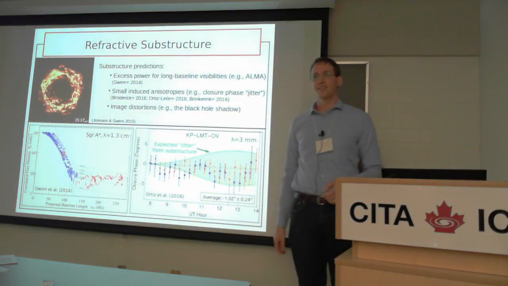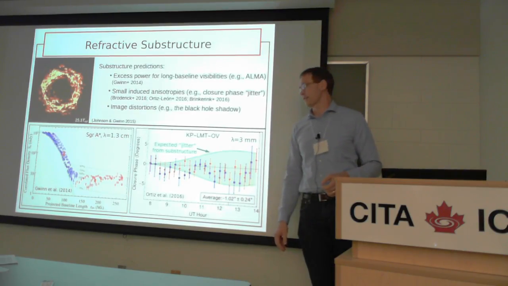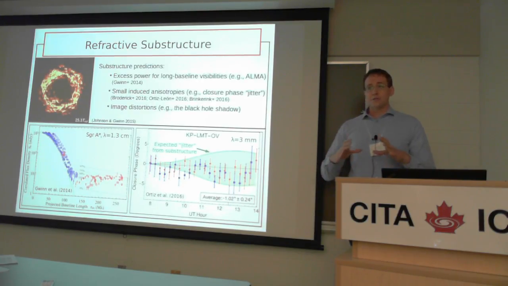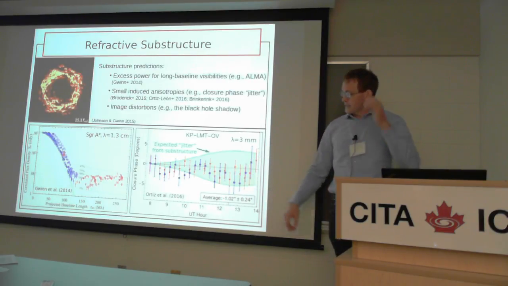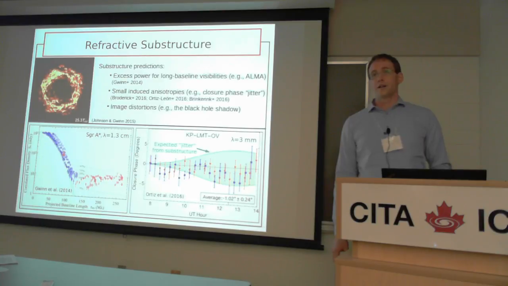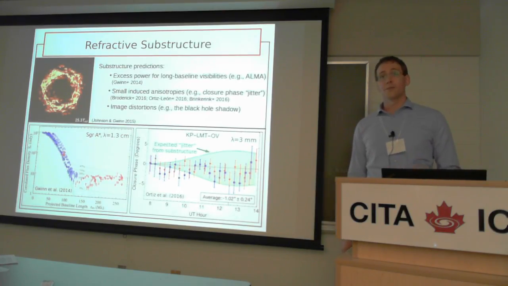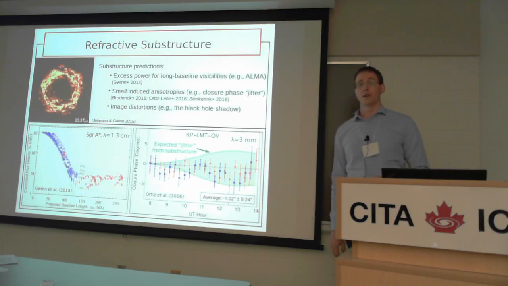Those are high SNR detections. Those are not false fringes or something like that. The other thing it's going to do is introduce anisotropies in the image. Here's an example where we observed Sagittarius A* at 3 millimeters, and we added the LMT in Mexico to the VLBA array. And for the first time, we detected non-zero closure phases in Sagittarius A* at a very, very small level.